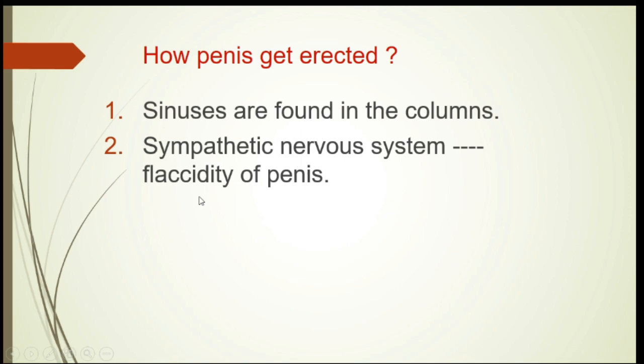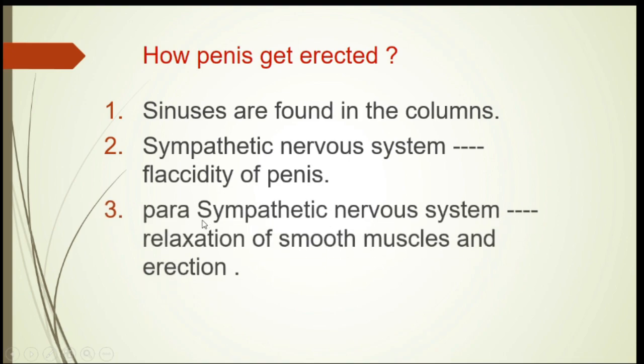Flaccid means it is non-erect. During the normal condition it is unerected, so this condition is called the flaccid condition. The flaccidity of the penis is controlled by the sympathetic nervous system. Keep it in mind for the competitive examinations, okay.